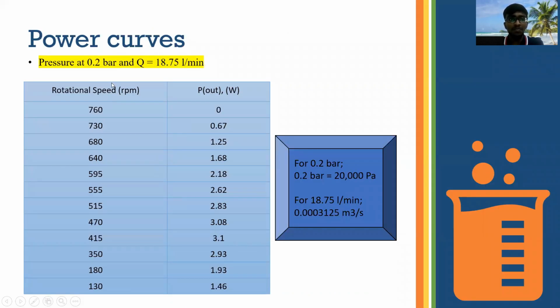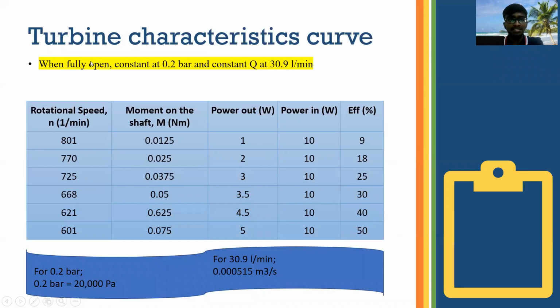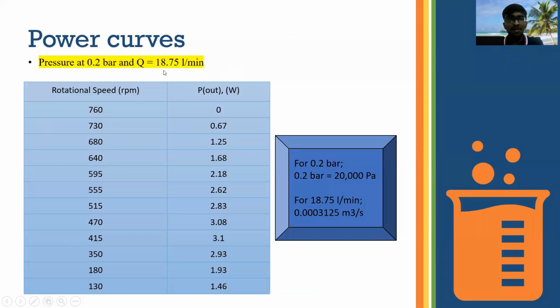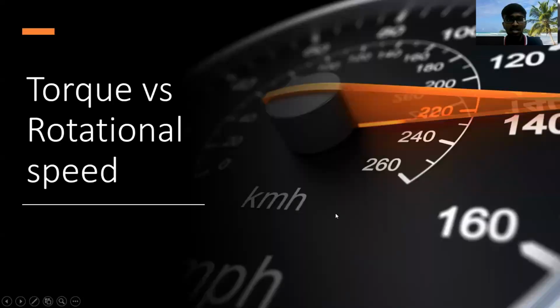So let us look at the power curves. Same case as the turbine characteristic curves, but for the power curves we only have the rotational speed and the power output, and also a different value for the flow rate, which is 18.75 liters per minute. Let us also convert the 0.2 bar to Pascal, which is 20,000, and 18.75 liters per minute is equal to 0.000325 cubic meters per second.